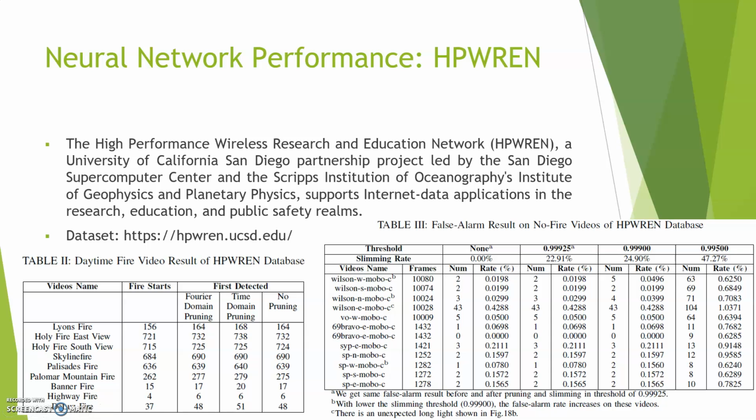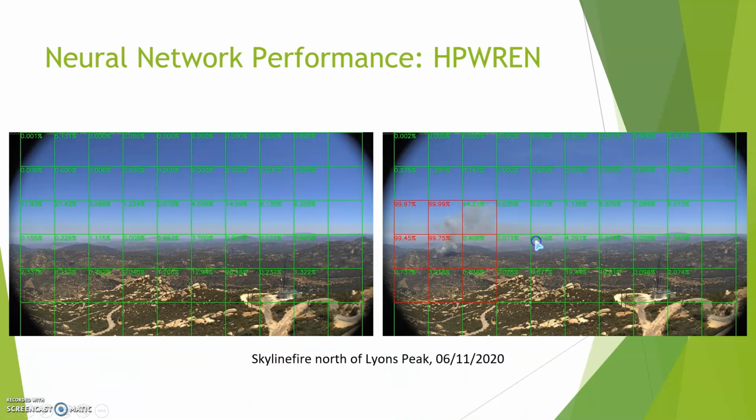We test our system on the H3N dataset. The H3N dataset was developed by UCSD people, and you can see that our system can detect fire timely with a very low false alarm rate. And also, if we prune it further, we can see that the false alarm rate will increase. So this is not a good choice. That's why we use this value as the pruning threshold.